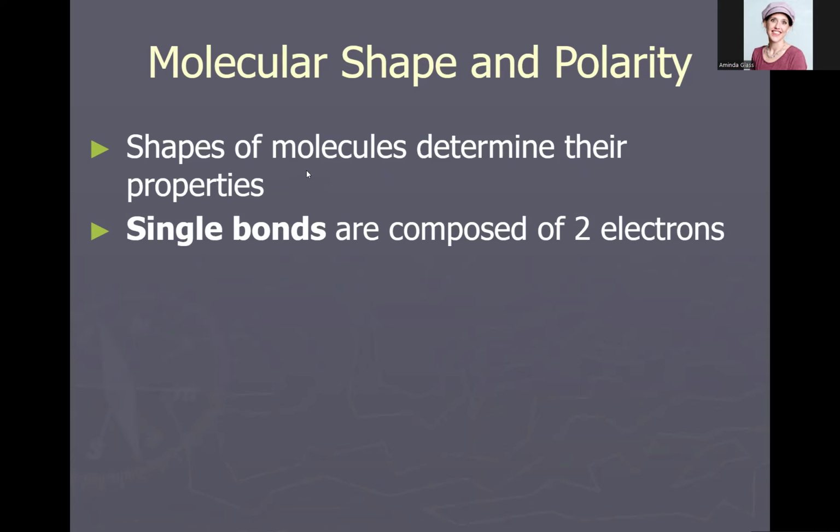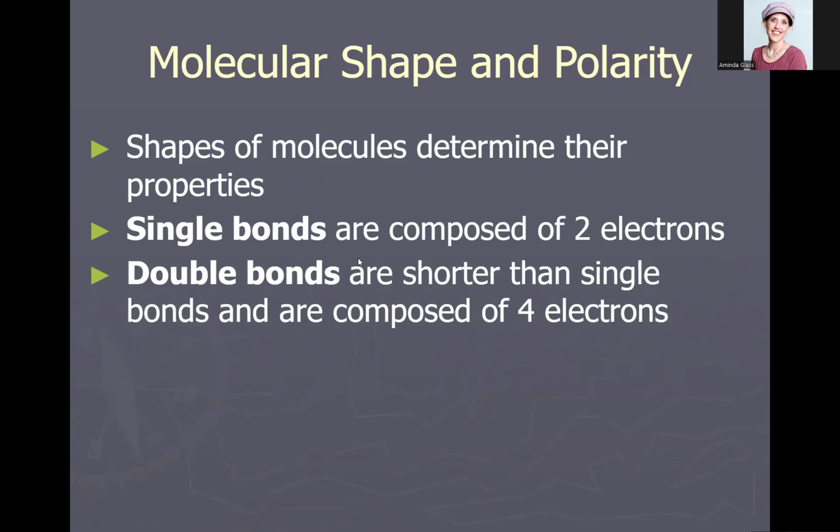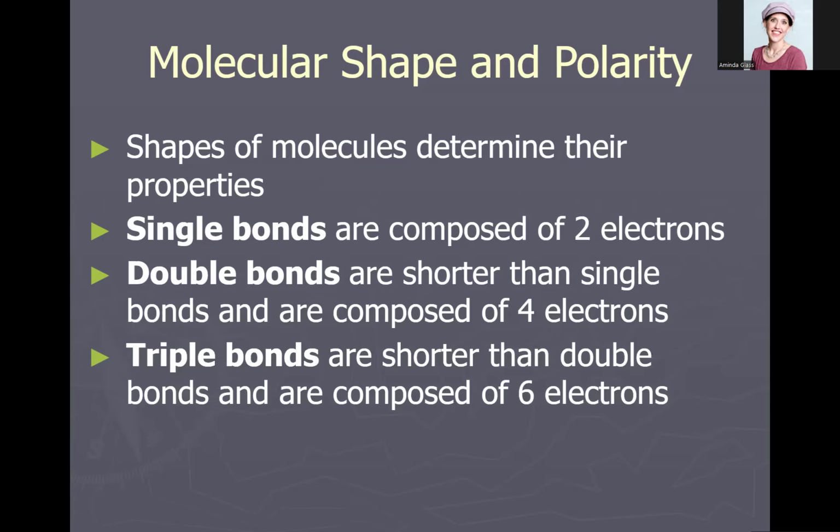So we can have three types of bonds. We can have single bonds, which are composed of two electrons. You can have double bonds, which are shorter than single bonds, because again, you have more electrons being shared, and they're composed of four electrons. Or you can have triple bonds, and they're even shorter than double bonds. They're the shortest bond type of all. They're held very tightly, and they have 6 electrons as part of the triple bond.